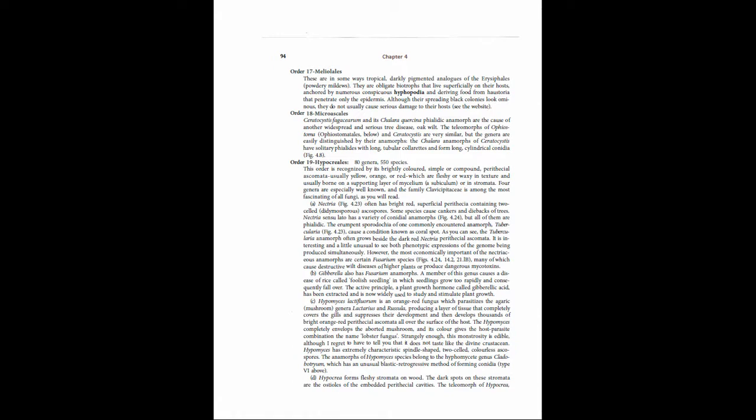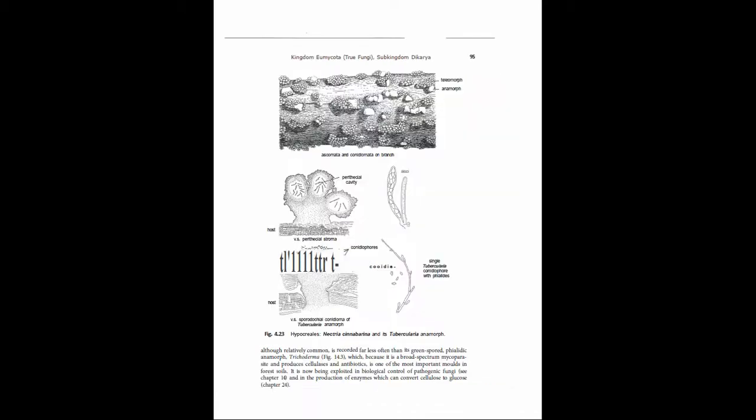D. Hypocrea forms fleshy stromata on wood. The dark spots on these stromata are the ostioles of the embedded perithecial cavities. The teleomorph of Hypocrea.